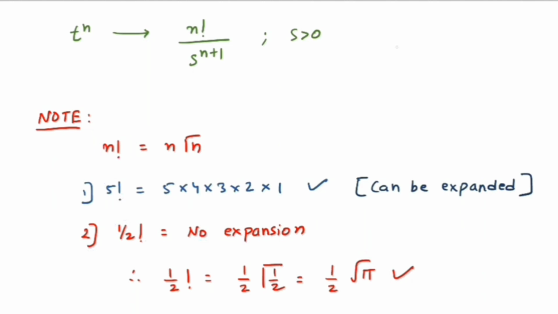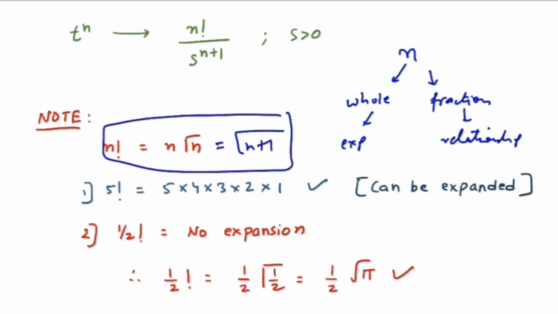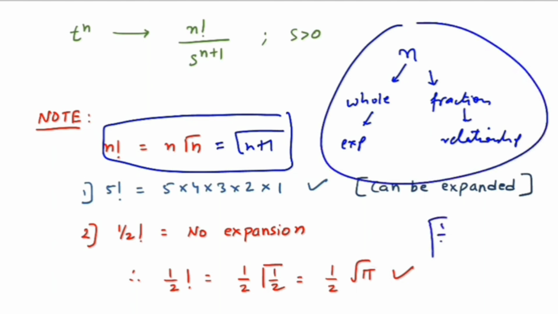So final conclusion, if your n value is a whole number, then you can do the expansion, no problem. But if your n value is a fraction, then you have to use some relationship, and you will get the answer, right? And you have to make sure you know one more thing. n factorial is n gamma n, and it is also equal to gamma of n plus 1. So this is the complete relationship between the factorials. So make sure you are writing this down, and also gamma half is root pi. This is the important result.